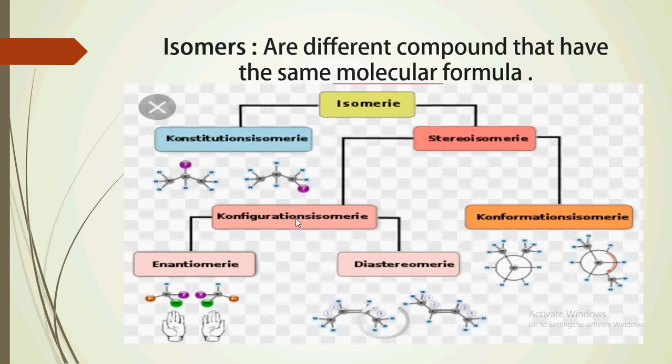And we are going to talk about isomers, and isomers are different compounds that have the same molecular formula. As we see from this figure, isomers are subclassified into constitutional isomers and stereoisomers, and then stereoisomers are also subdivided into configurational isomers and conformational isomers. And we also see from this figure that the configurational isomers are subclassified into enantiomers and diastereomers.